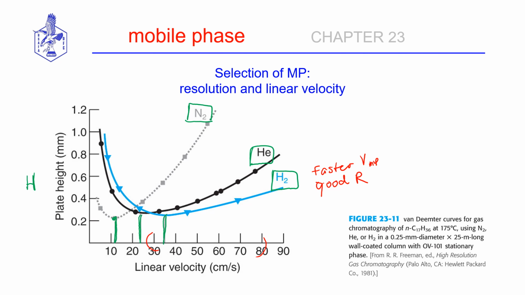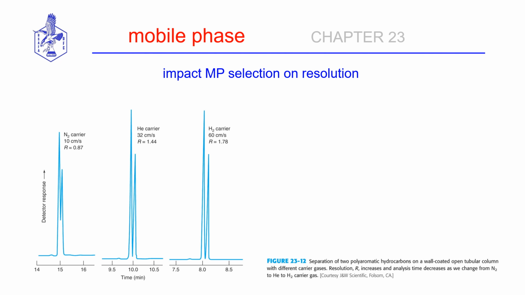Once again, you may have to consider the detection mode as well, but for most applications, you're going to want to use helium or hydrogen. This slide demonstrates the actual resolution and separation of a sample containing two components using different mobile phases.